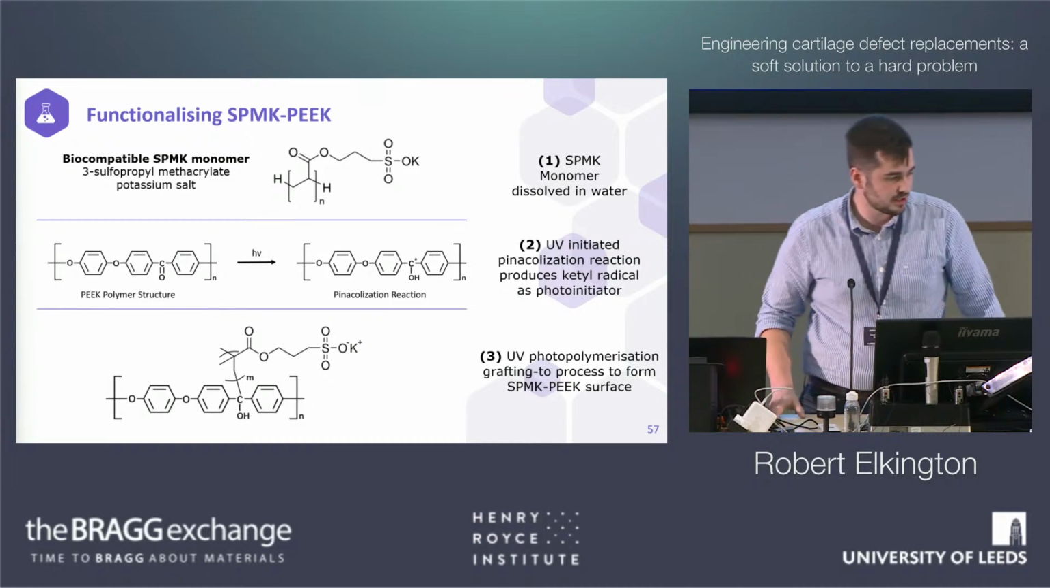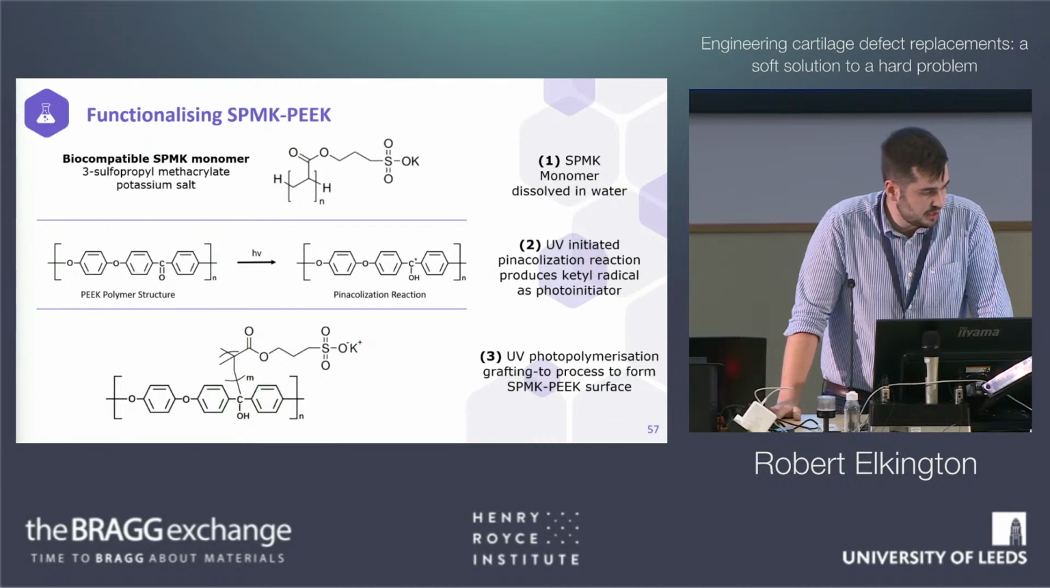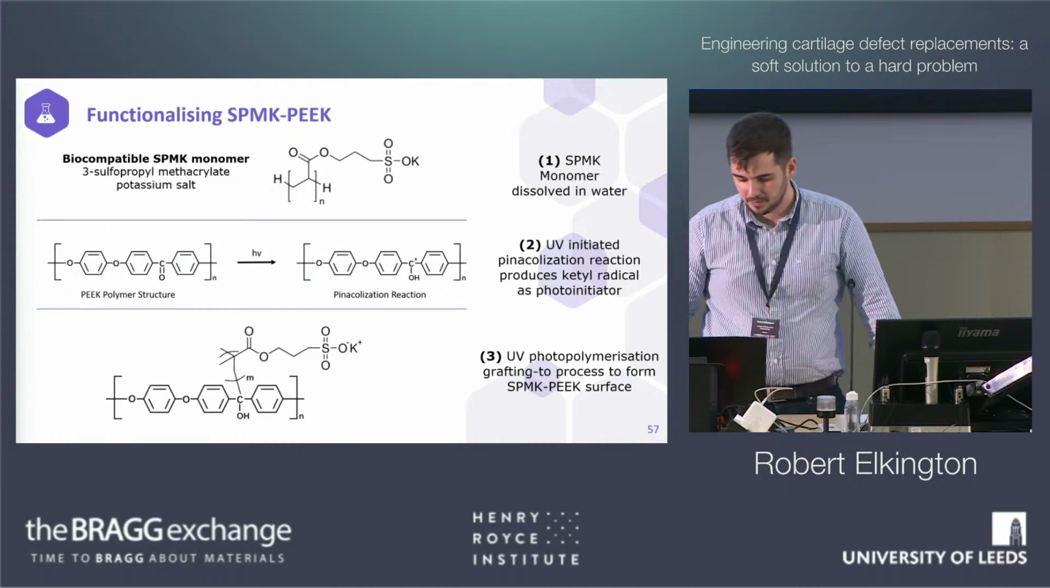Very easy to produce, so we can produce these in a one-step process. We take a monomer, and here we're going to use 3-sulfopropyl methacrylate potassium salt, SPMK. We dissolve that in water. PEEK is our substrate. When we hit PEEK with UV light, we initiate a reaction that produces a radical. And then as time goes on, and we irradiate these surfaces in UV, in this solution full of SPMK, we eventually grow this polyelectrolyte film and graft SPMK polymer chains to the PEEK surface. So that's a grafting-to process.